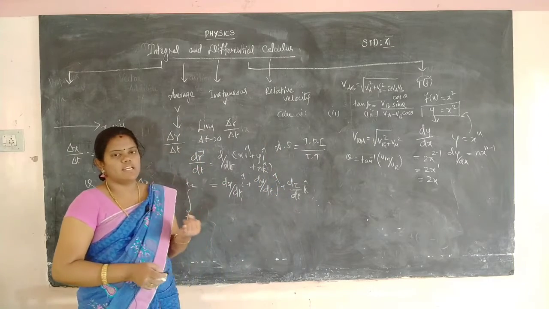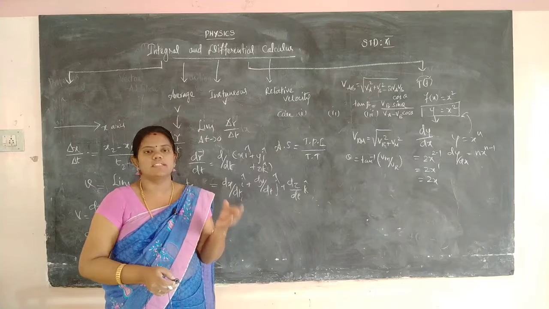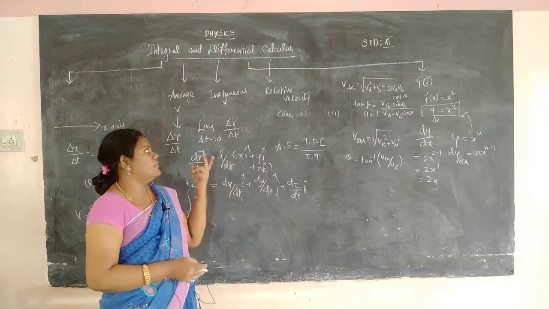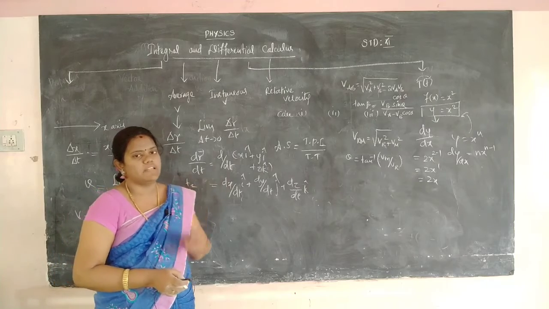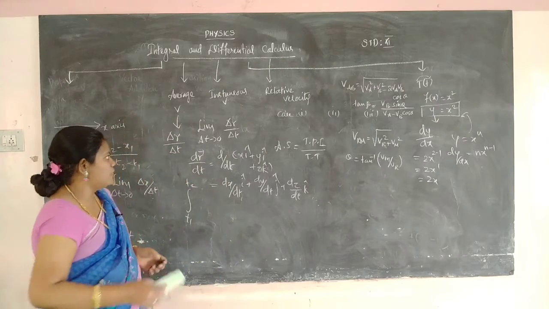Okay. So average velocity, average speed, instantaneous velocity, instantaneous speed, and motion along one dimension I have also explained. Now we will go for relative velocity.